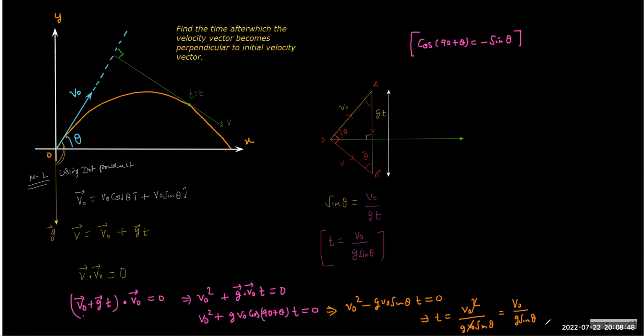You may not appreciate this way of writing. You can write in component form. V naught cos theta I cap plus V naught sine theta J cap plus G minus J cap into T. And again, you can take the dot with I, J with J by rearranging the terms and doing all the permutation and combination. Yes or no?